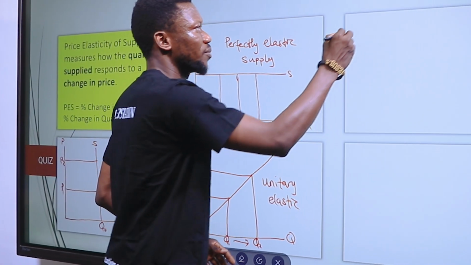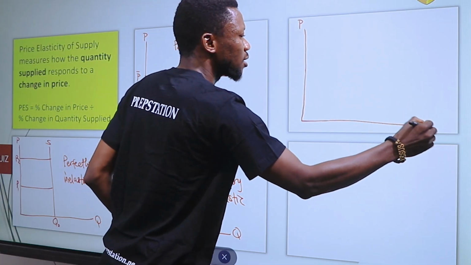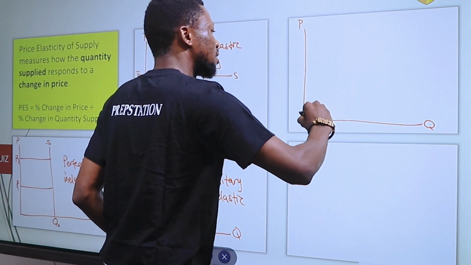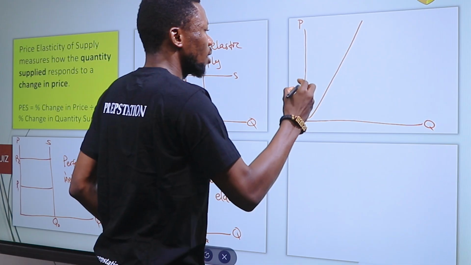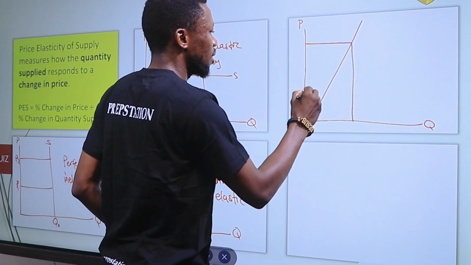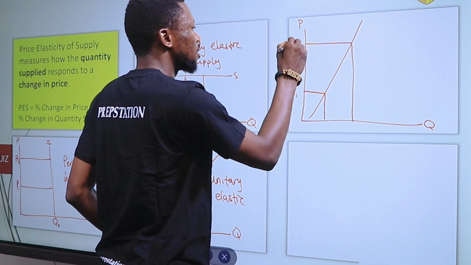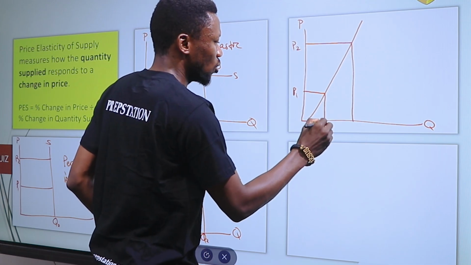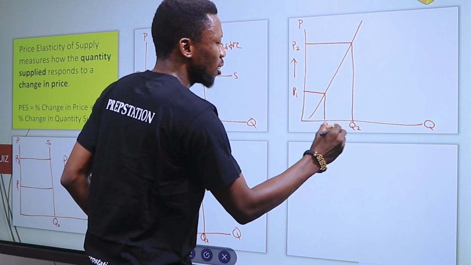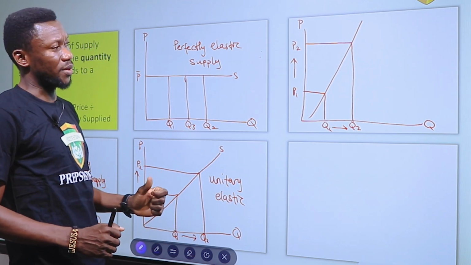Now let's talk about other types of supply. Once again, this is P and this is Q. Note that the supply curve is sloping upward, right? So what if it is a bit steep like this? So here we have a price here, and we have another price here. Look at the gap. This is P1 and this is P2. This is Q1 and this is Q2. Of course, you can see the gap between P1 and P2, and between Q1 and Q2. Which one is bigger? The gap between P1 and P2 is much, much bigger.